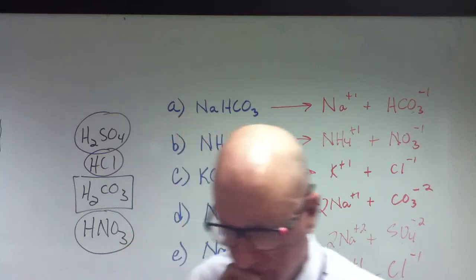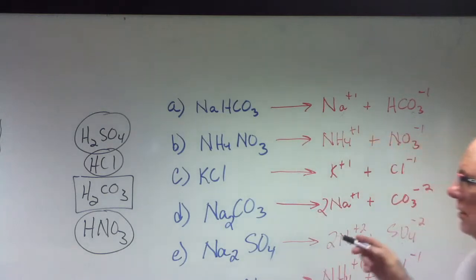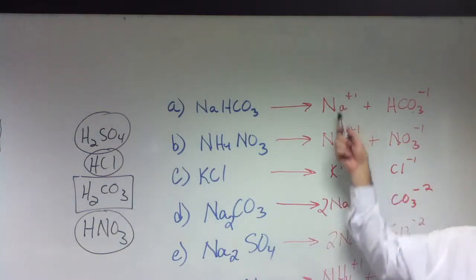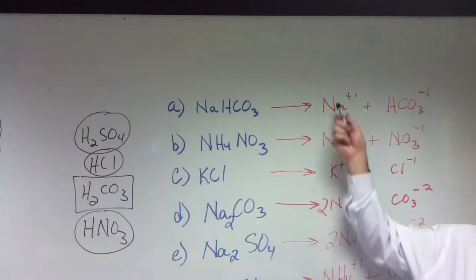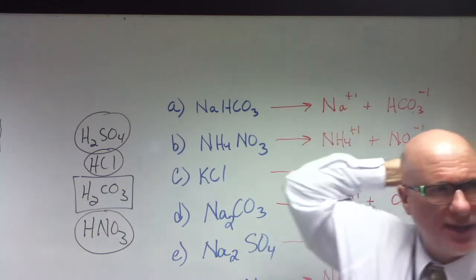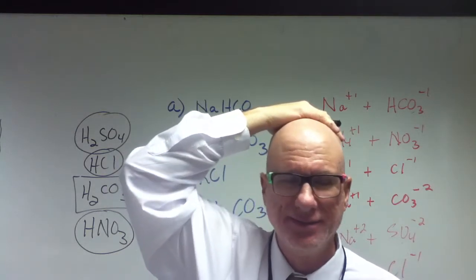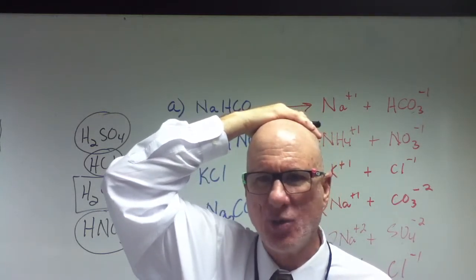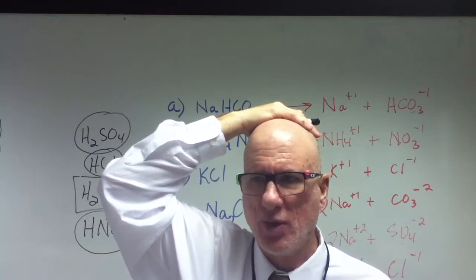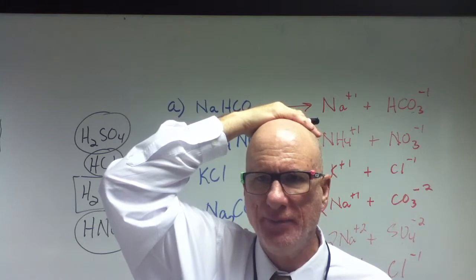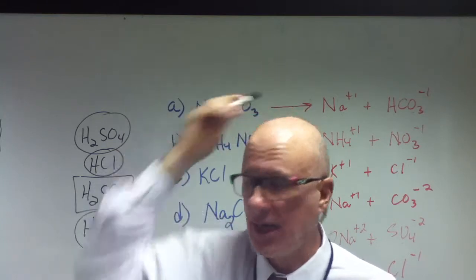Now, let's say we want to do this. What would I add to these two? What's the opposite of an acid? A base, good. So what defines a base as being a base? What's one of the main definitions? A base is something that produces what? Hydroxide. Hydroxide ion. Okay, good.